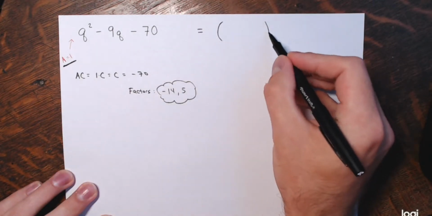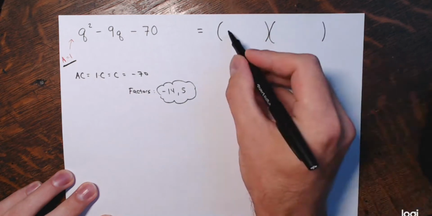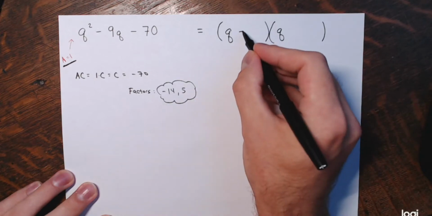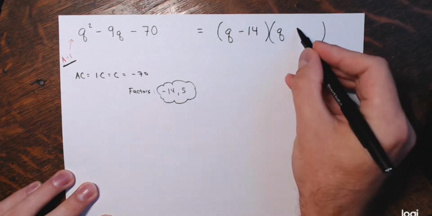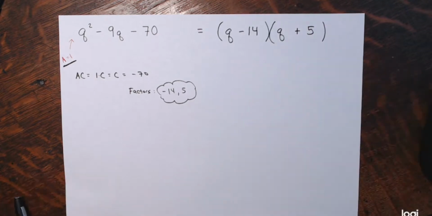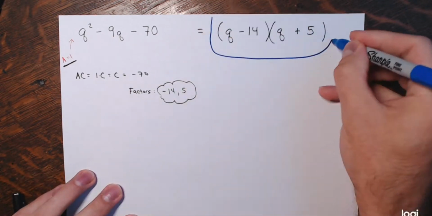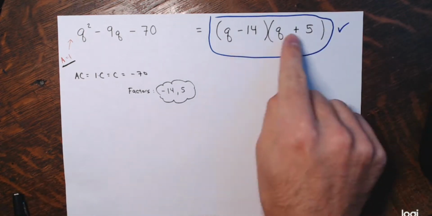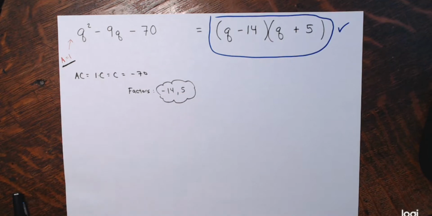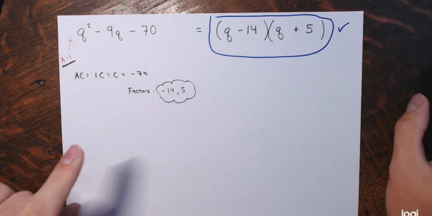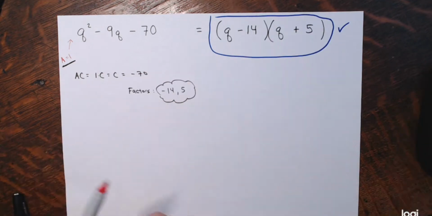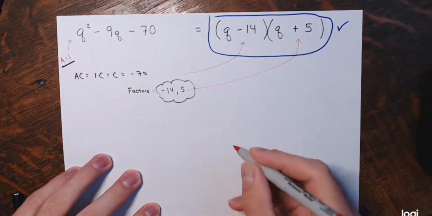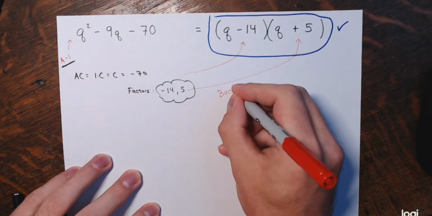There's going to be 2 factors here for this quadratic. One will have q, the other will have q, and then one of these will have minus 14, the other one will have positive 5. And that's it. The factors are q minus 14 and q plus 5. And don't forget to check. Multiply these out, combine like terms, you should end up with q squared minus 9q minus 70. Once again, that is only done where I'm just putting these numbers into the factors. That is only done because the lead coefficient was 1.